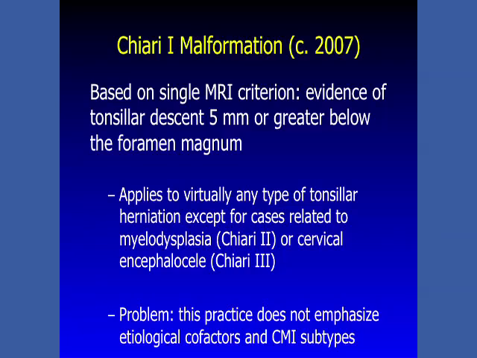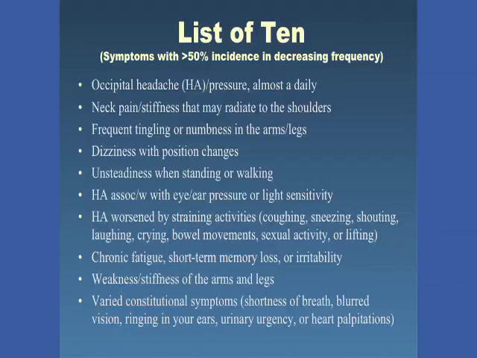And as part of some of this effort, we looked at about 900 or so patients and developed this decreasing symptomatic list. These symptoms were present in more than 50% of patients, and certainly the most common was occipital headache, almost daily, neck pain and stiffness radiating to the shoulders, frequent tingling, numbness, dizziness, unsteadiness, so many of the things that other speakers have talked about, and you're pretty familiar with, chronic fatigue, and a varied list of constitutional symptoms, including blurred vision, ringing in the ears, urinary urgency, palpitations.